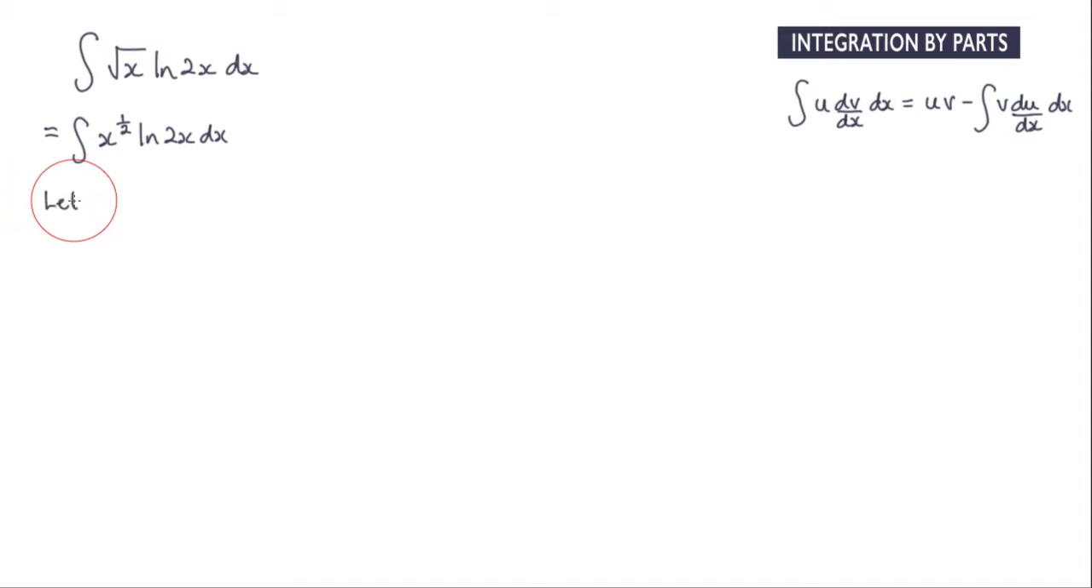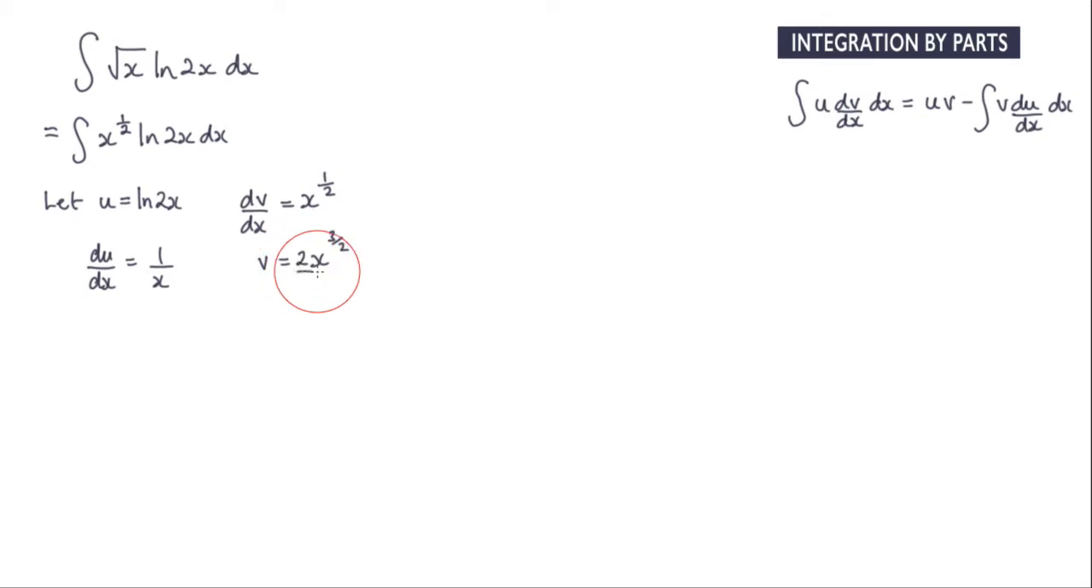First thing we need to decide is which part will be u and which part will be dv by dx. Now I know I can differentiate log of 2x quite easily, so u will be log of 2x, and therefore dv by dx will be x to the power of 1/2. Now differentiating, du dx is simply 1 over x, and v, well, that will be x to the power of 3 over 2 over 3 over 2, which would give me 2/3.